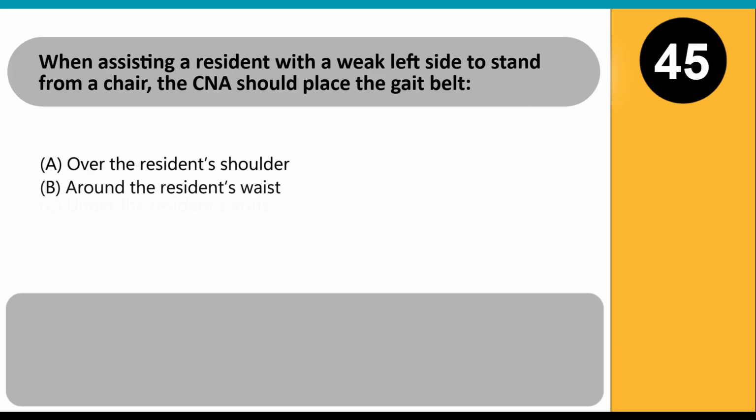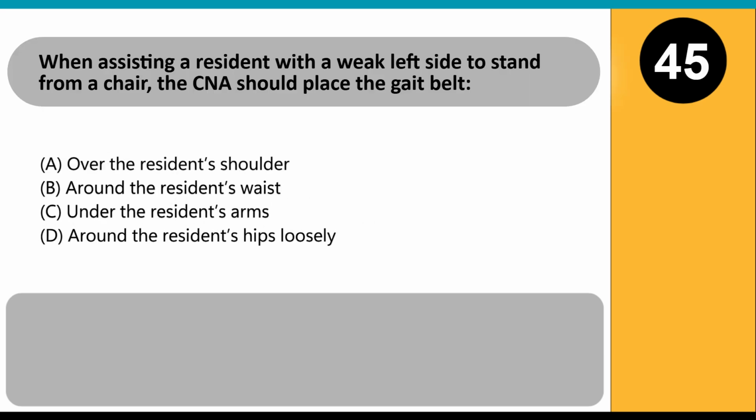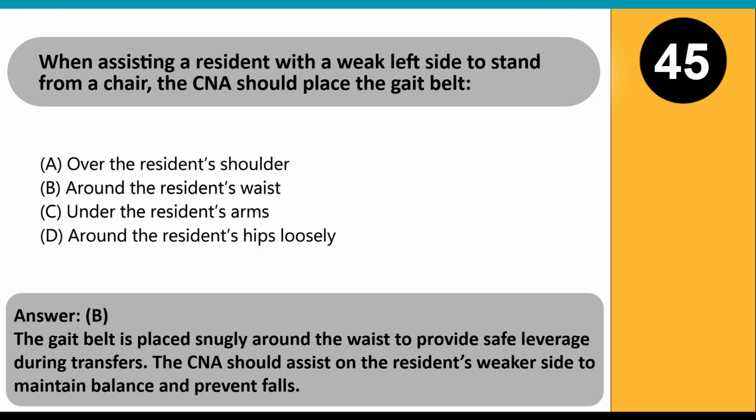When assisting a resident with a weak left side to stand from a chair, the CNA should place the gait belt: A. Over the resident's shoulder. B. Around the resident's waist. C. Under the resident's arms. D. Around the resident's hips loosely. Answer B. The gait belt is placed snugly around the waist to provide safe leverage during transfers. The CNA should assist on the resident's weaker side to maintain balance and prevent falls.